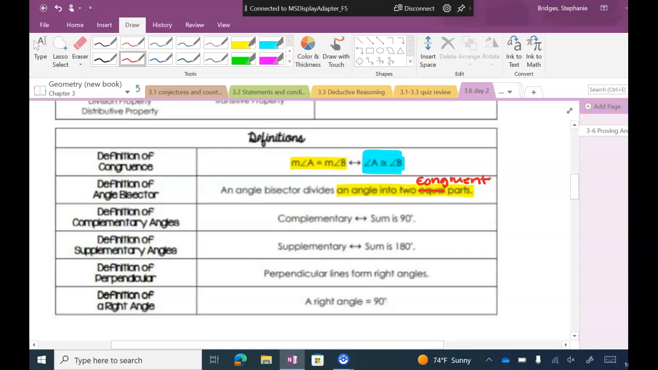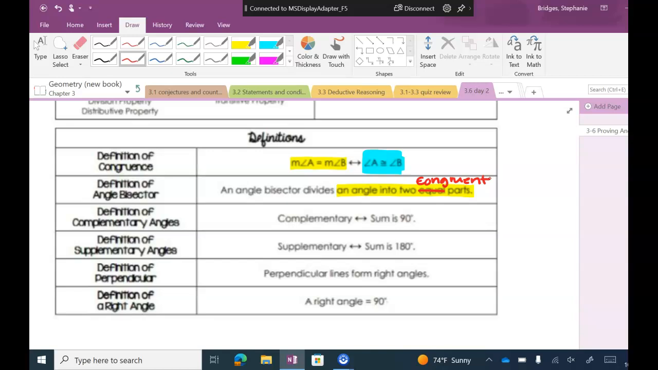So if I say that you have an angle bisector, what you should be able to tell me is 2 congruent angles. Okay, so if I tell you that you have an angle bisector, what you would then be able to tell me is that you have 2 congruent angles. Okay?